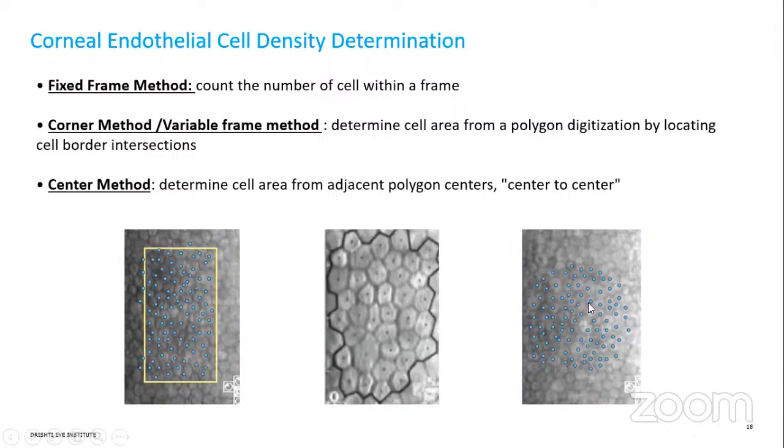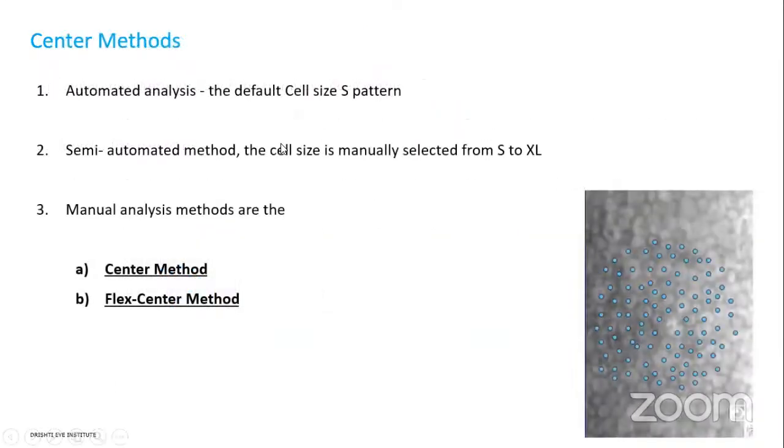Coming to the center method of analysis, we have three types: automated, semi-automated, and manual analysis. In automated analysis, generally the machine is set to a default cell size, so it can only analyze a small size of cell. But in semi-automated analysis, the cell size can be manually selected from small cells to large cells. And in manual analysis, again, we have two methods called the center method and the flex center method.